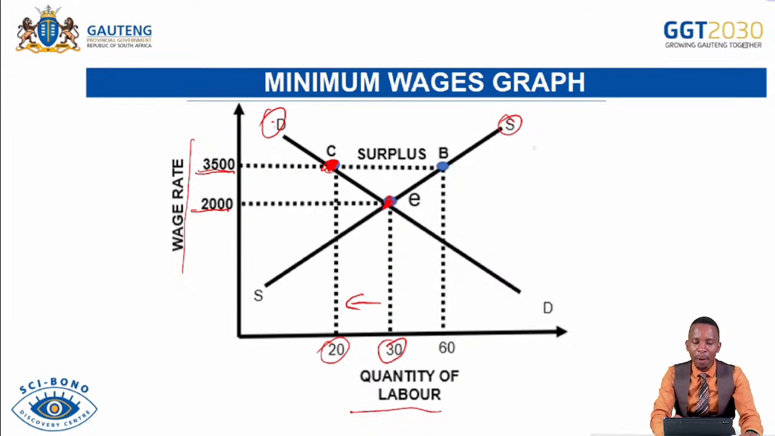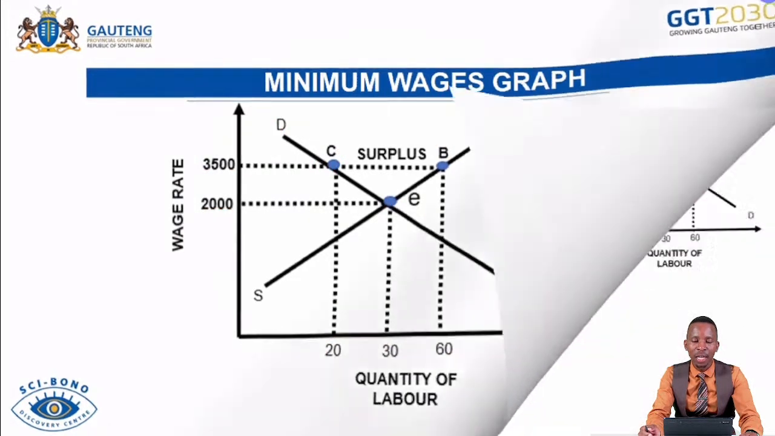And then what about the supply of labor? If the wage level is 3,500, labor supplied in the labor market is about 60 million. So this simply means there's an excess supply of labor within the market, but the demand for labor is less. That's why we say the distance between point C and point D indicates the surplus of labor. There is more labor available, but labor demanded is very low because the labor cost is very, very high.